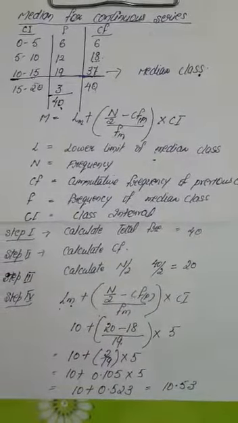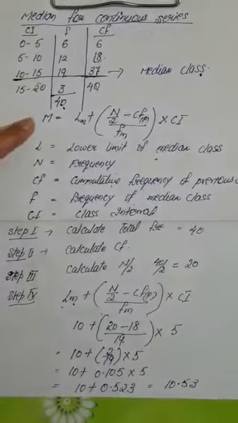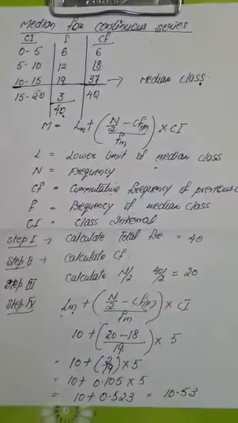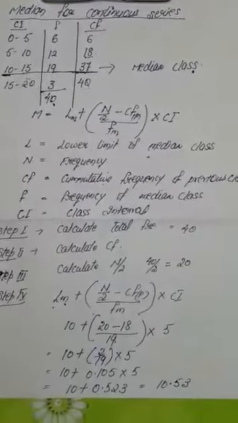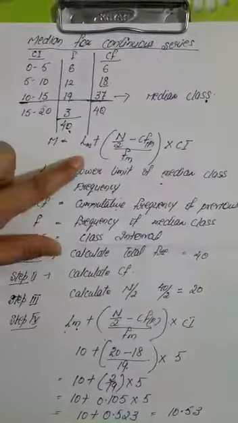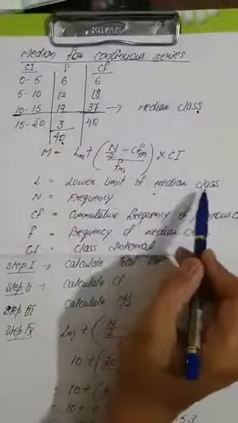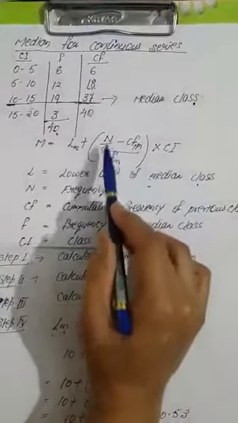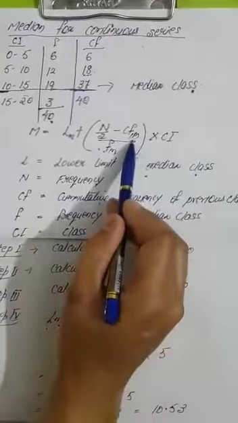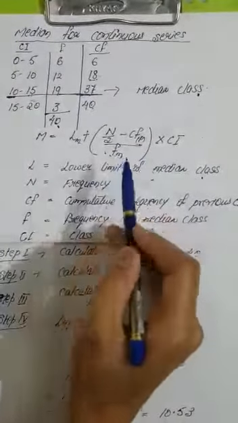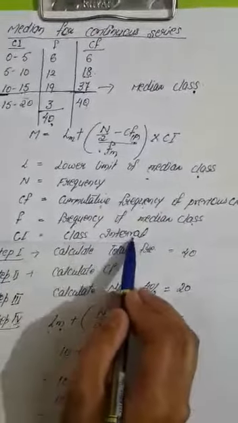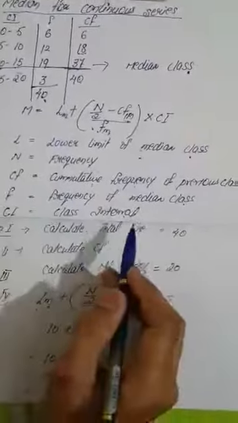I am going to repeat it. This is the formula. You have to remember this formula because it is different from the discrete series as well as from the individual series. The formula is L, the lower limit of the median class; n by 2, where N is the total frequency; CF, the cumulative frequency of the previous class; f, the frequency of the median class; and the class interval is the distance between the groups.